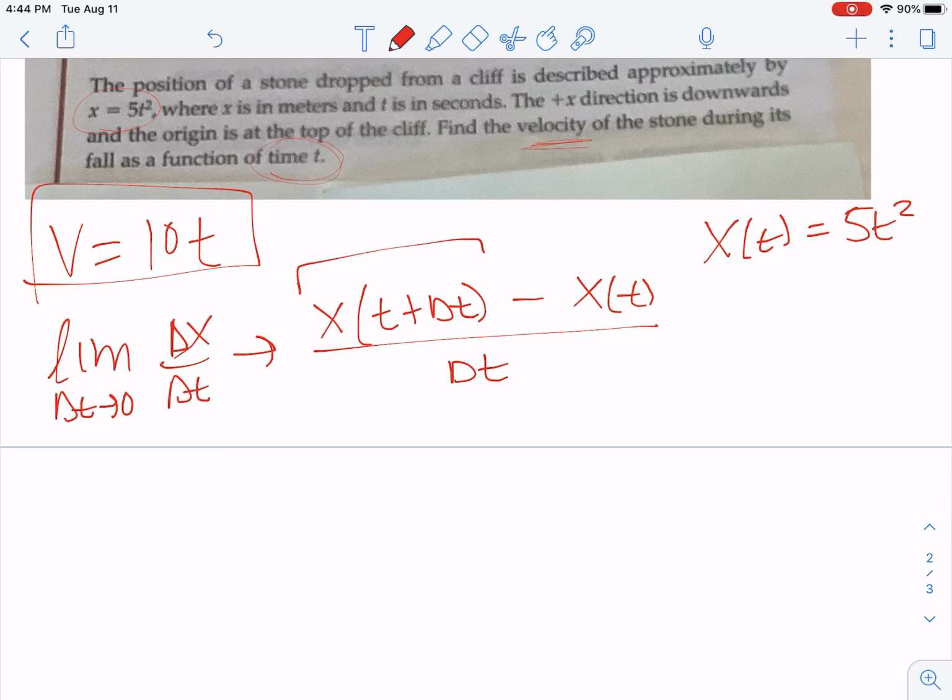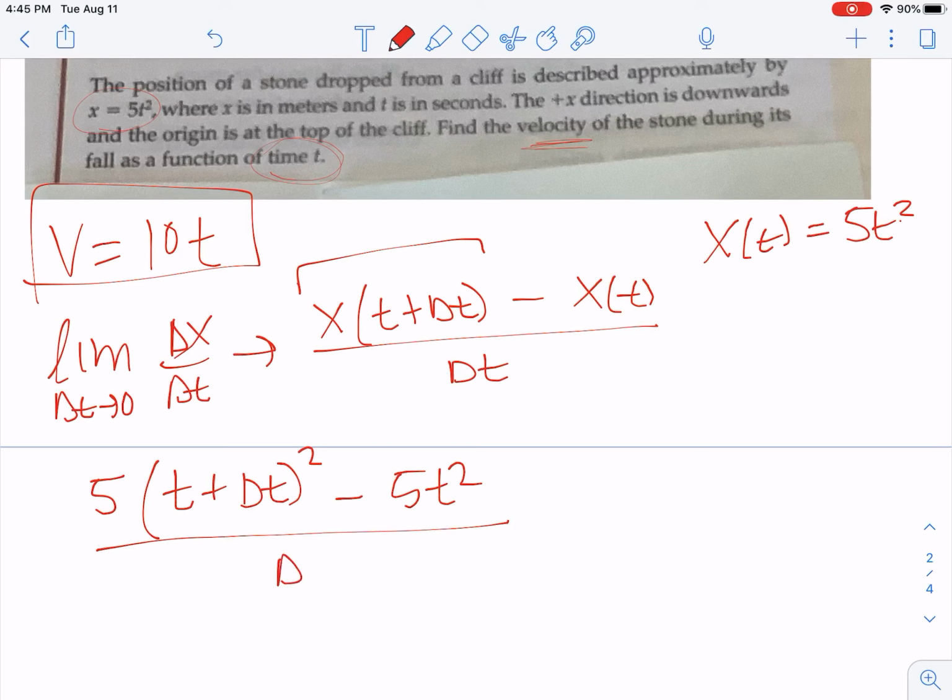And so it's actually just saying 5, and then instead of doing t, it's a function of t plus delta t. So we're going to say t plus delta t, and then the function is squared, so I'm going to square it, minus just the function, so 5t squared, and then over delta t. I don't really want to deal with this denominator right now because I need to simplify this numerator. So that's what I'm going to do instead, is work on simplifying the numerator. First thing we need to do is deal with this square.